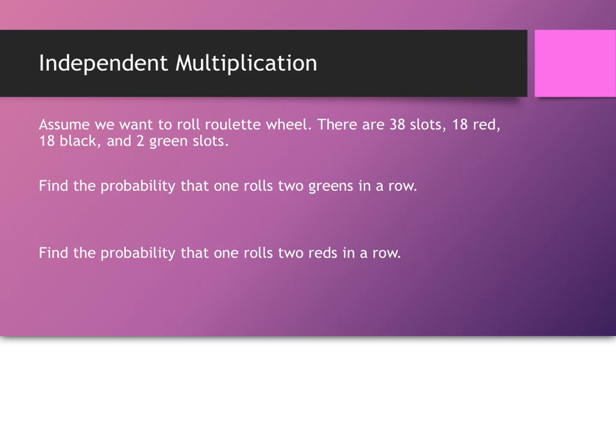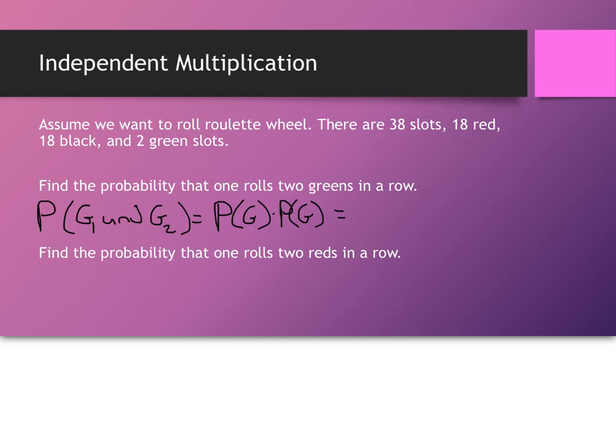Alright, so hopefully you've calculated that. And basically if I said, what's the probability, I'm going to write a little bit of notation, of getting green on the first roll and green on the second roll? Well, independent multiplication says that's the same as the probability of getting green on the first times the probability of getting green on the second.